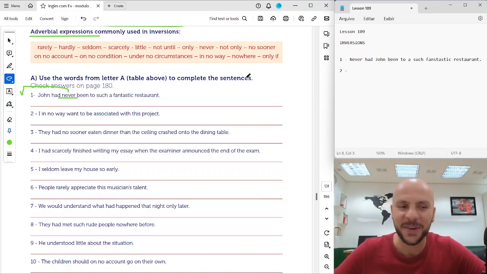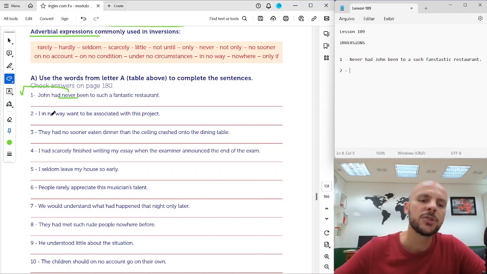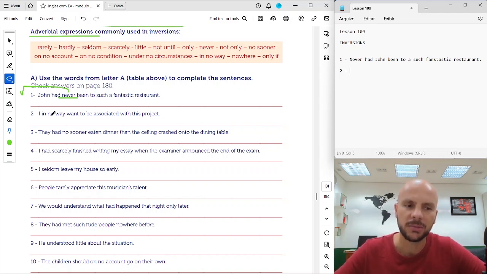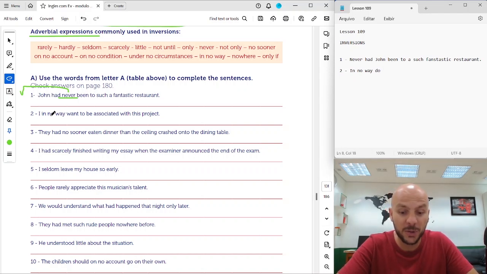Beautiful. Let's continue. 2. I, in no way, want to be associated with this project. Okay? But I want to put emphasis. In no way do I want to be associated with this project.